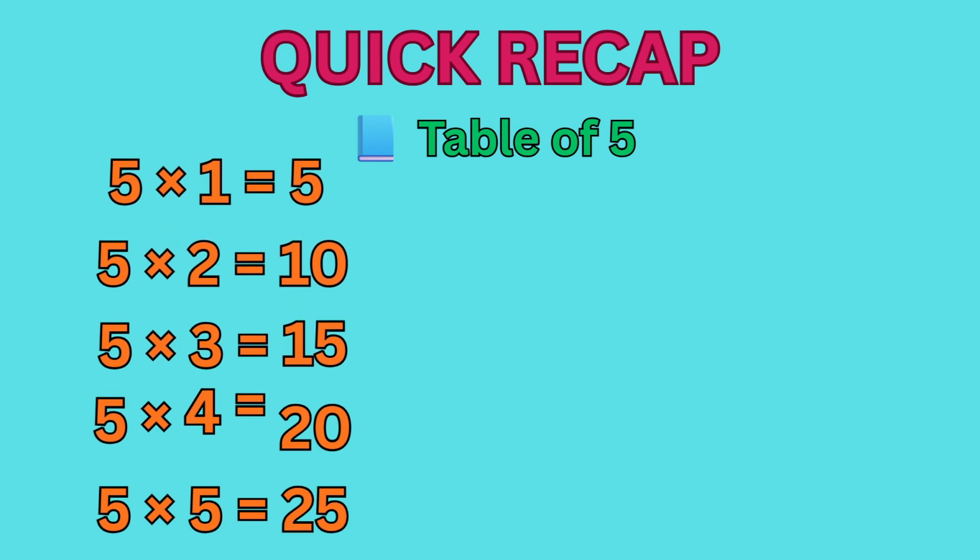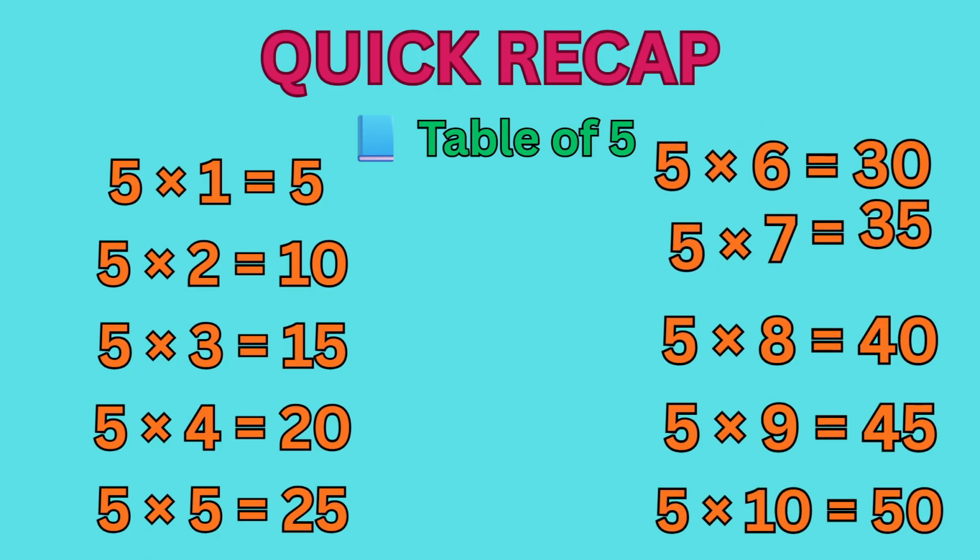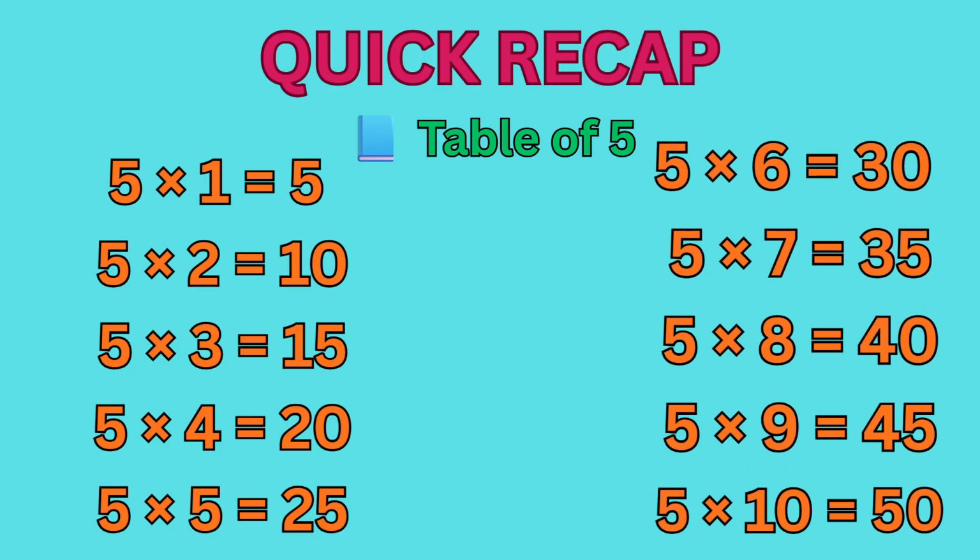5 ones are 5, 5 twos are 10, 5 threes are 15, 5 fours are 20, 5 fives are 25, 5 sixes are 30, 5 sevens are 35, 5 eights are 40, 5 nines are 45, and 5 tens are 50.